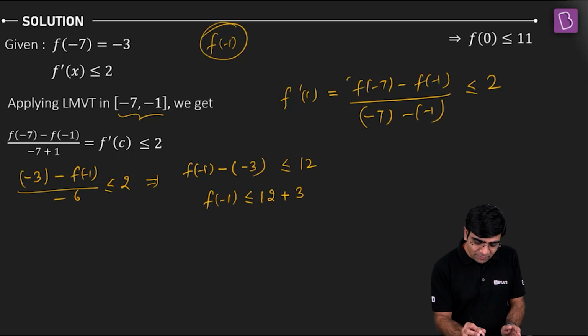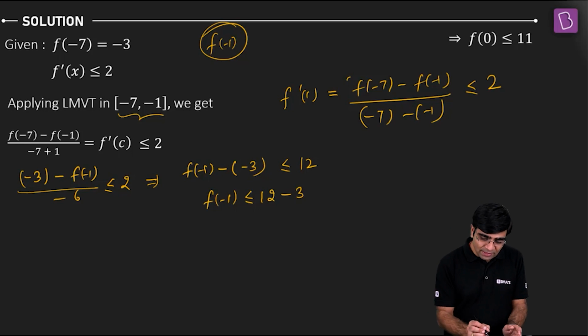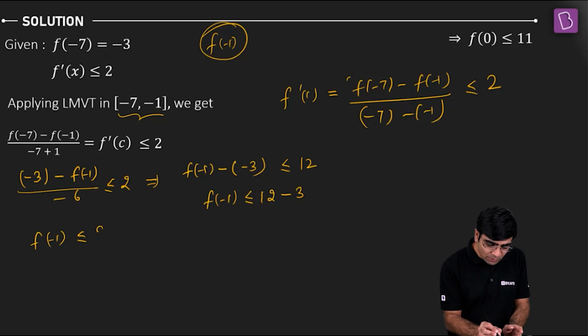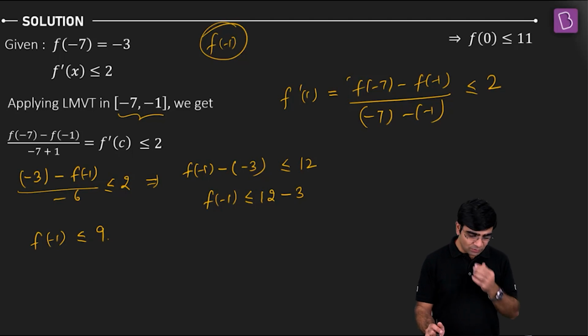Minus of minus 3 is nothing but plus, which will become here as minus, if you want me to put it in that way. So 12 minus 3 is nothing but 9. So I can say that my f of minus 1 will be less than or equal to 9. Now what do I have? f of 0 less than or equal to 11 and f of minus 1 less than or equal to 9.